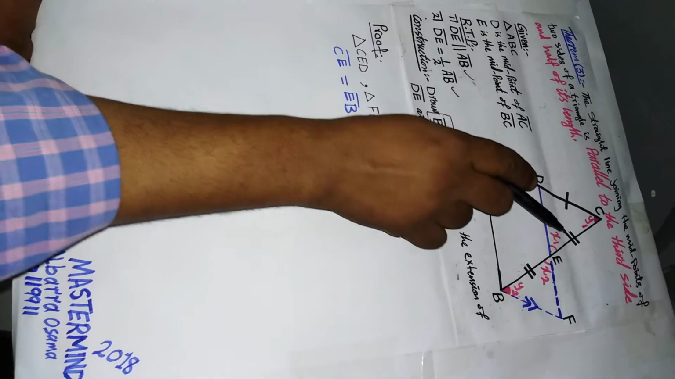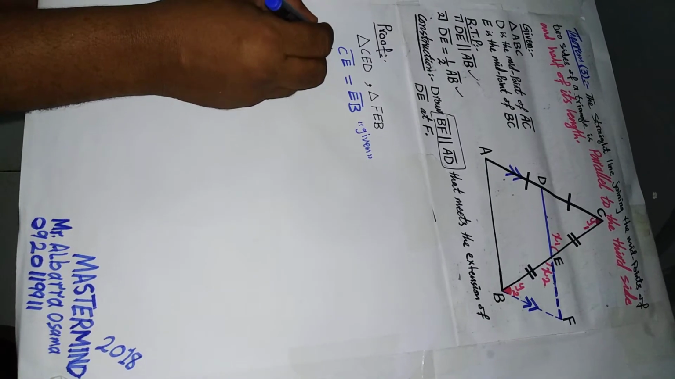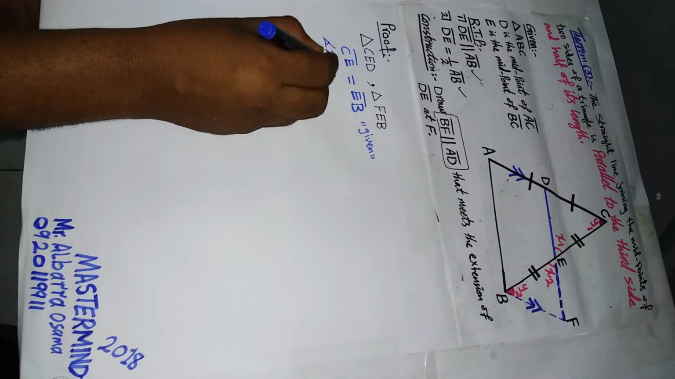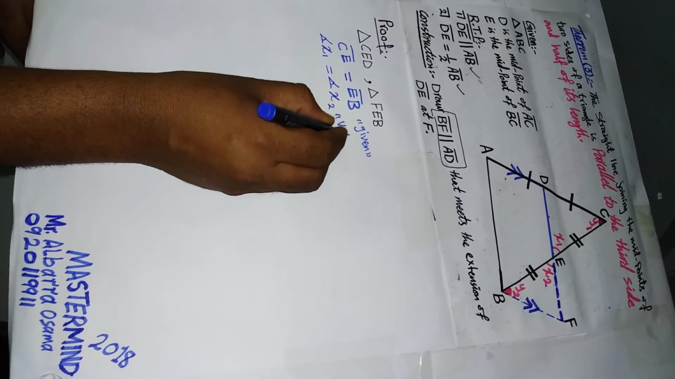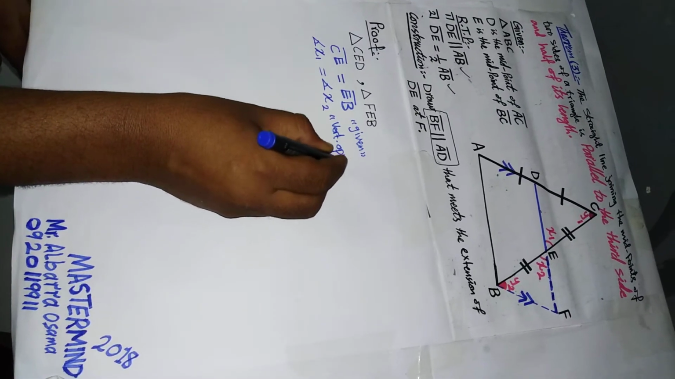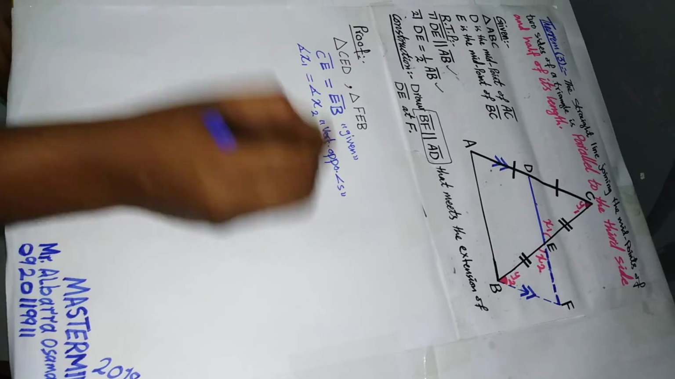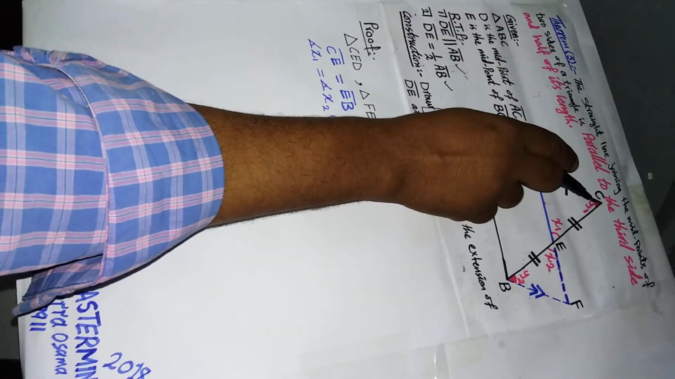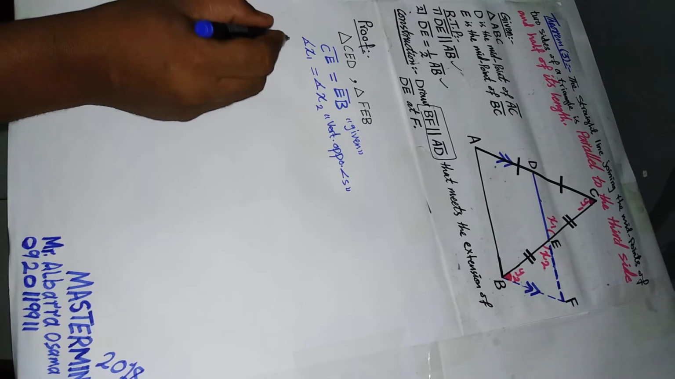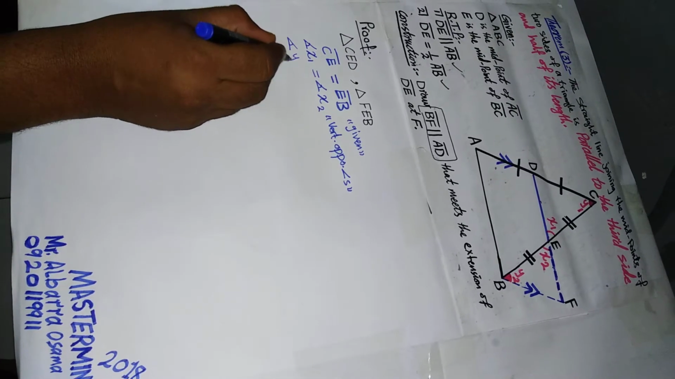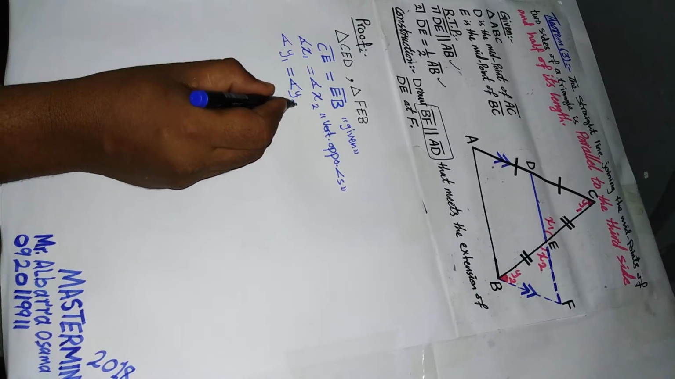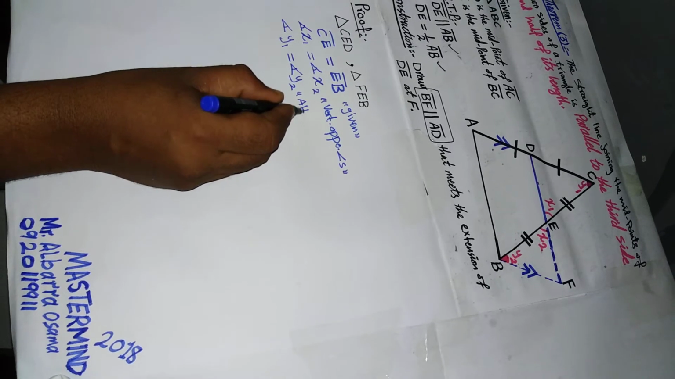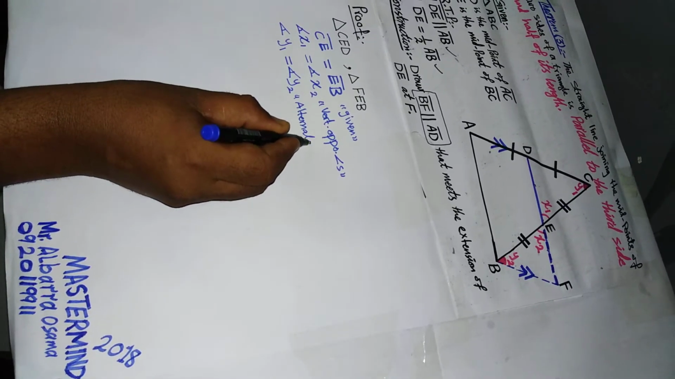Number 2, angle x1 equals angle x2. Why are they equal? Vertically opposite angles. Number 3, angle y1 equals angle y2. Why are they equal? Alternate angles.